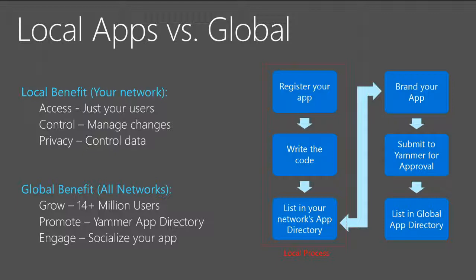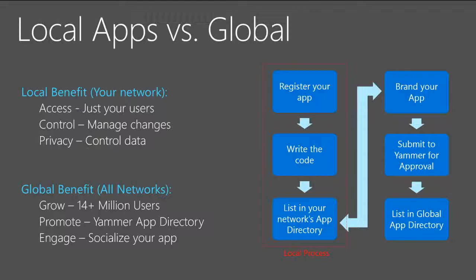For local apps, there's various benefits to creating this type of application. You can have kind of full control of the app. The accessibility is only for your users within your network, so you can maintain that privacy control in the data exchange that comes across that application. The setup is pretty simplistic. You go through our standard registration process, write your app, and then it's listed within your app directories, your private network's app directory, for access to all the users within your network.